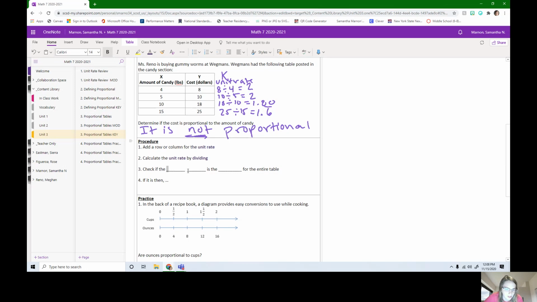And we're going to then check if the unit rate is the same or constant. So check to see if it's the same for the entire table. So if it is, then it is proportional. So if we get it all the same all the way down, then it's proportional. If we get it not the same all the way down, it's not proportional.